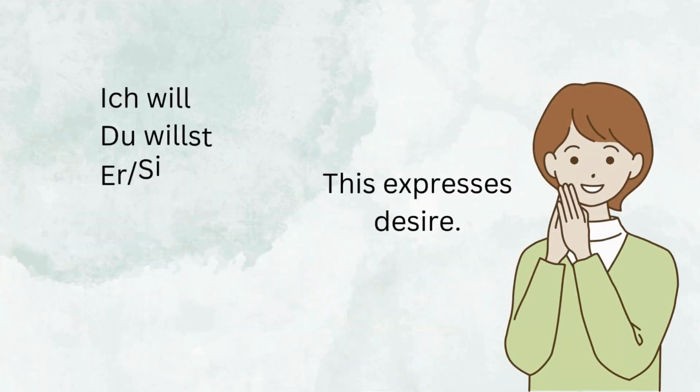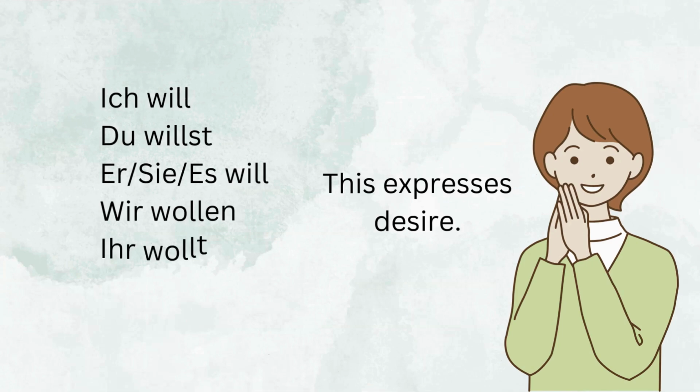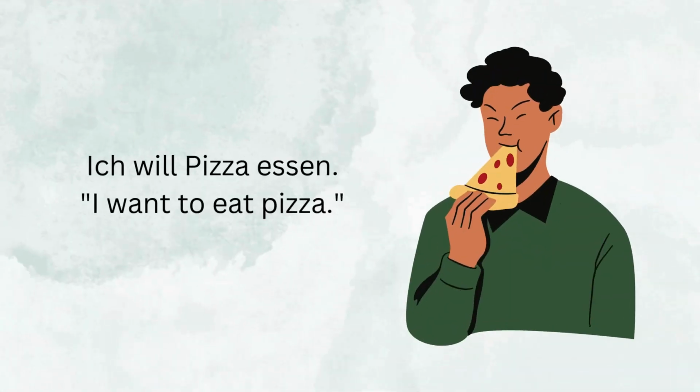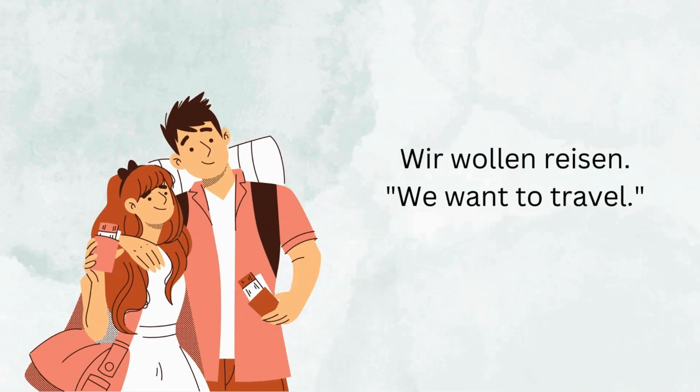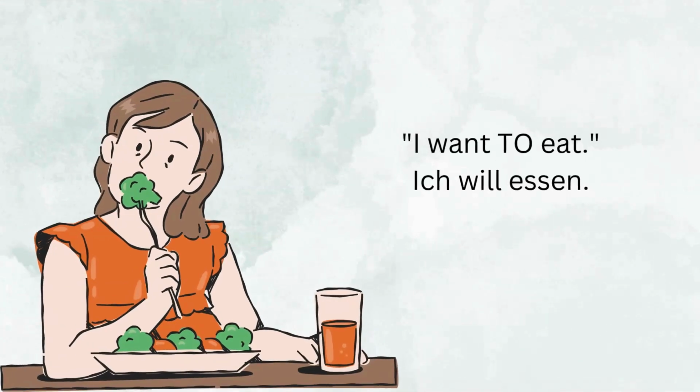Wollen. Noch einmal, wollen. It means want to. This expresses desire. Present form. Ich will, du willst, er, sie, es will. Wir wollen, ihr wollt, sie wollen. Examples. Ich will Pizza essen. I want to eat pizza. Wir wollen reisen. We want to travel. Notice something interesting. In English we say, I want to eat. In German, there's no extra word like to. Just Ich will essen. Simple.